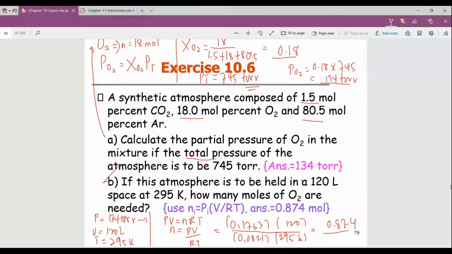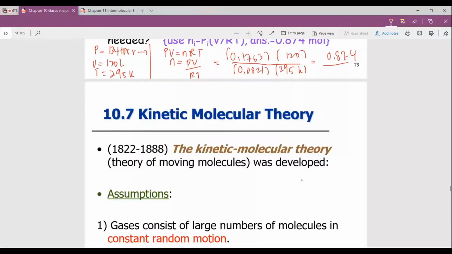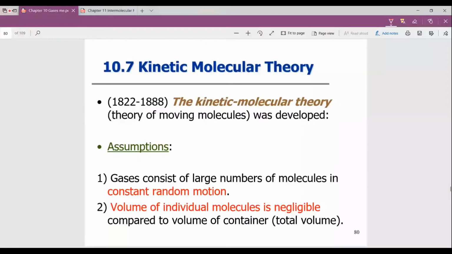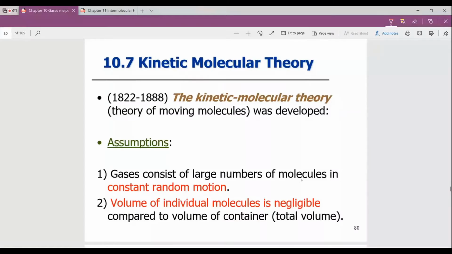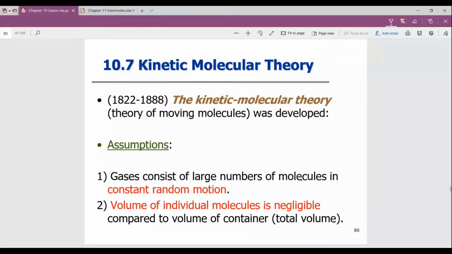No, miss. Okay. Alright, we continue with the kinetic molecular theory. Kinetic molecular theory is like the one we learned in secondary school, about the collisions. This kinetic molecular theory was proposed by Rudolf Clausius, which led to the four laws: Boyle's law, Charles' law, Dalton's law, and Avogadro's law. From this theory of moving particles, assumptions were made.